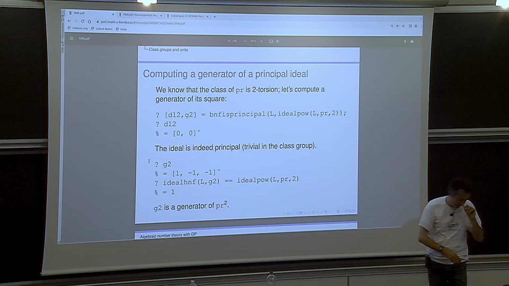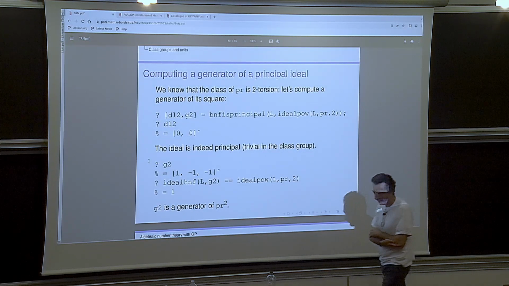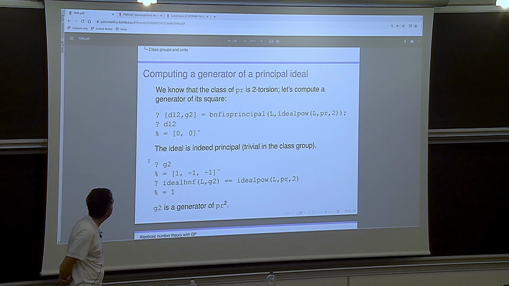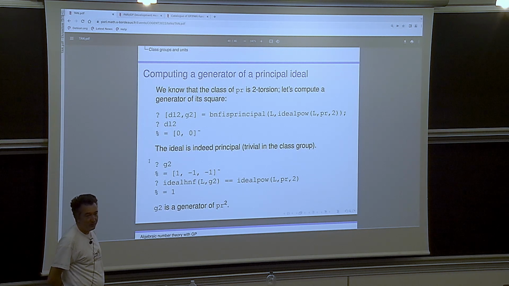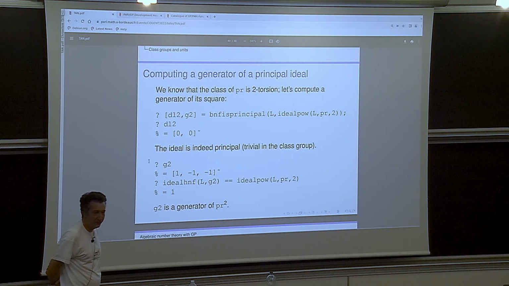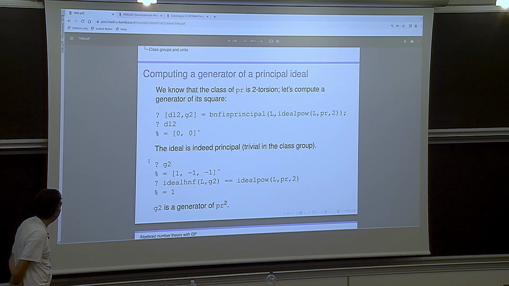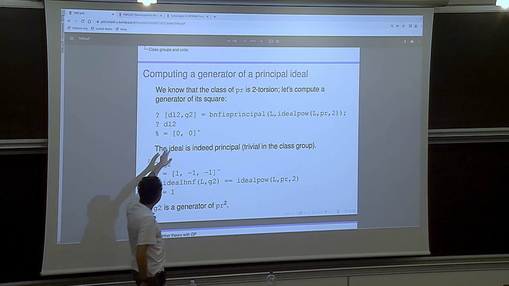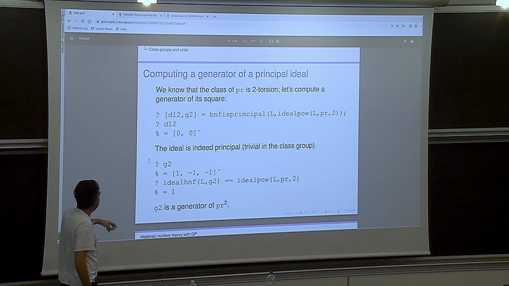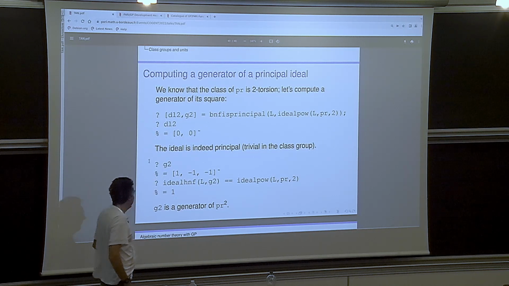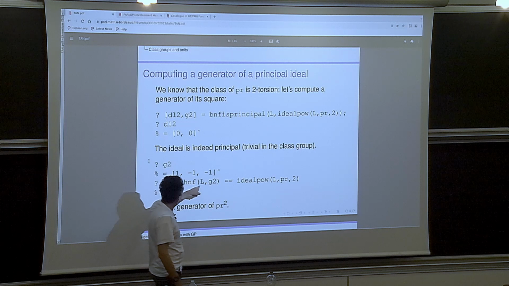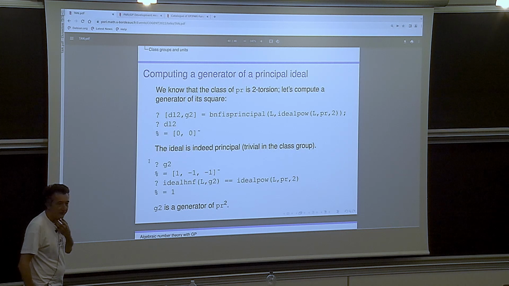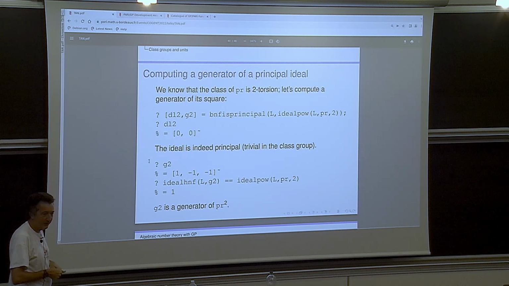So we know that the class of an element is (1, 0). We square it, we get (2, 0), but since it's mod 2, it gets (0, 0). So the square should be principal. We take the square of the ideal, and this time we get (0, 0), so it's principal and G2 should be a generator. We check that actually the HNF of the principal ideal generated by G2 is equal to the square of our ideal. So we have found the generator for the ideal.